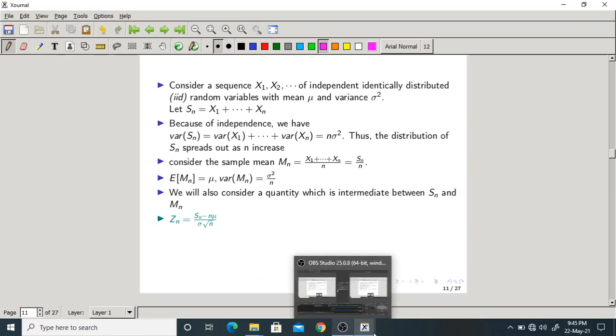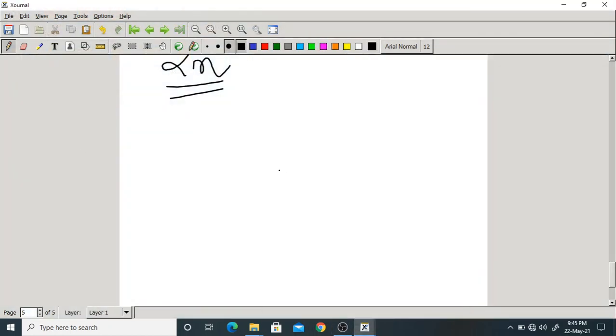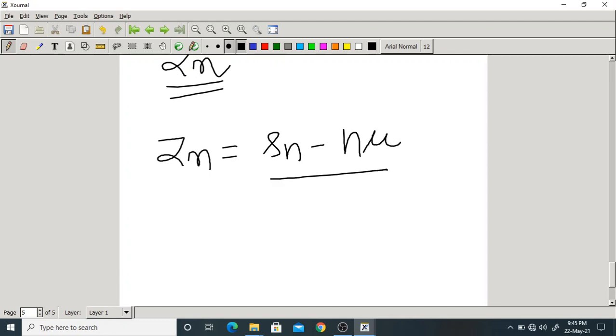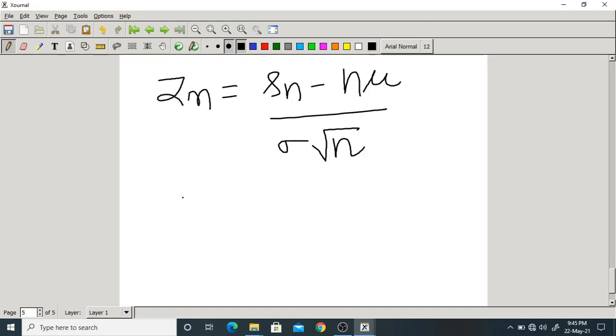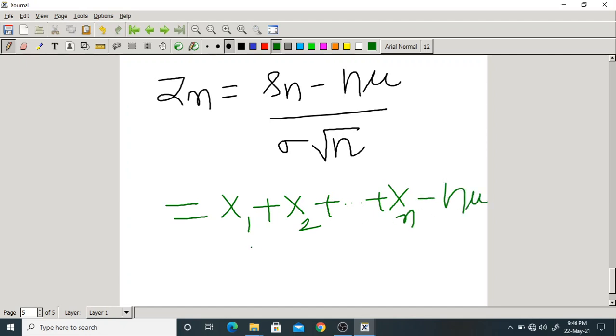Now, so this is Zn. How is Zn defined? Zn is equal to Sn minus n into mu, divided by sigma into root n. Now why are we defining it like this? There is a reason for this. Let me explain. First of all, what is Sn? It is the sum of the first n random variables, that is x1 plus x2 and so on up to xn, minus n into mu, by sigma into root n.